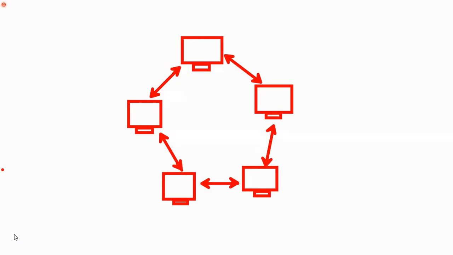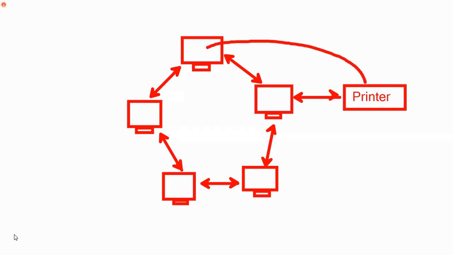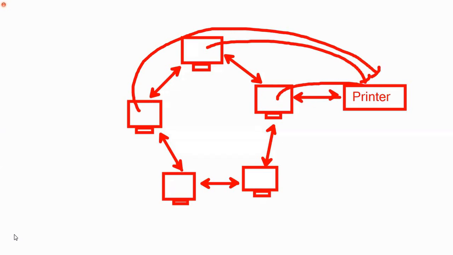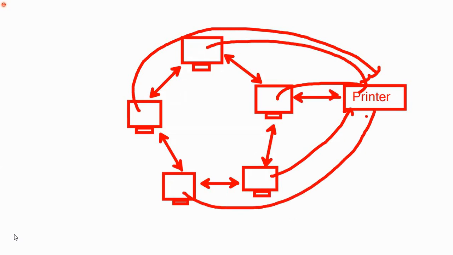Now, printer. How many printers required? 5 printers or one printer? One printer enough, no? Because all connected together as a network. Then one printer enough. Now, no need of 5 printers. If individual is there, 5 printers required. Now, printer connected to this computer. Can I take printout from here? Yes. From here? Yes. From here? Yes. All computers can use the same printer.